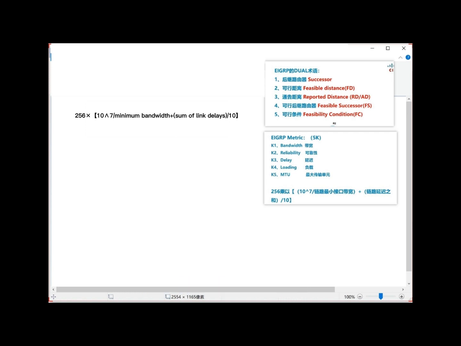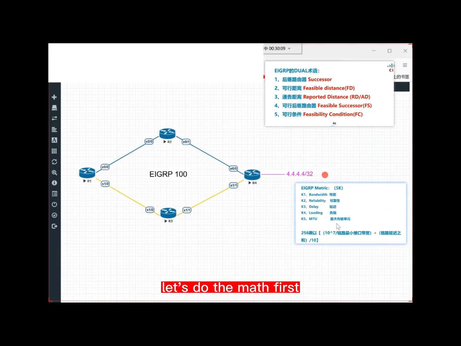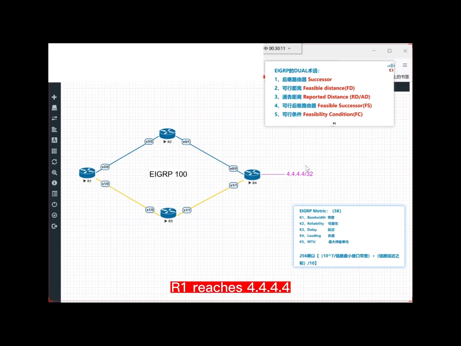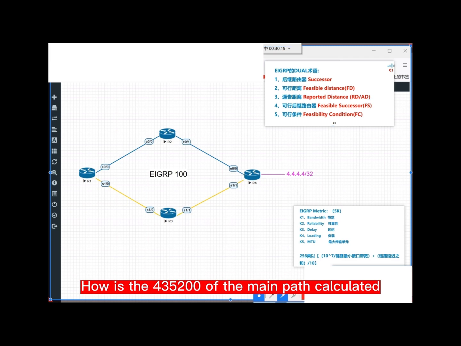Then let's study: what is the minimum link bandwidth? Let's look at this picture. Let's do the math first. How is the 435,200 of the main path, for R1 reaching 4.4.4.4, calculated?